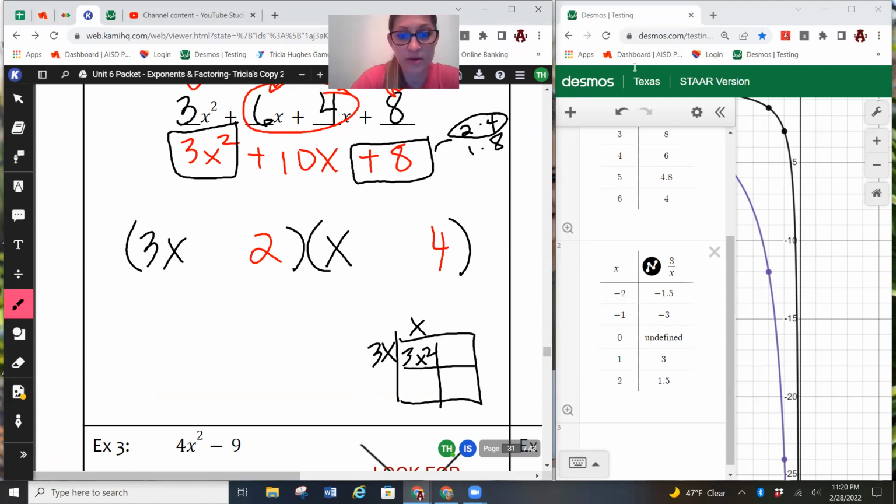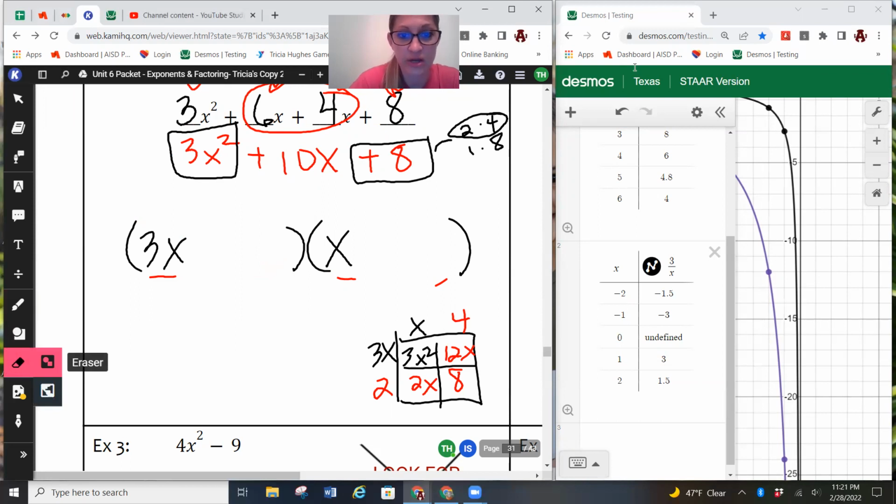We already know that 2 times 4 is 8. So we're going to put the 3 with the 2 and the x with the 4. And let's see if we get 6x and 4x like we do. 2 times x is 2x. 3x times 4 is 12x. 12x and 2x do not add to 10. So what that tells me is I'm going to erase the 2 times 4 and I'm going to switch their places.